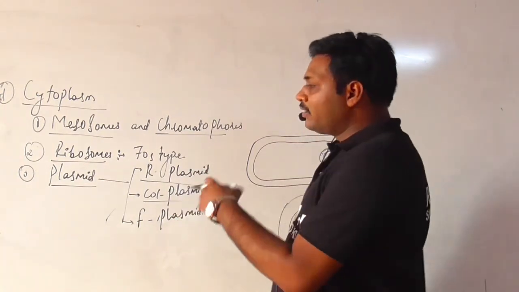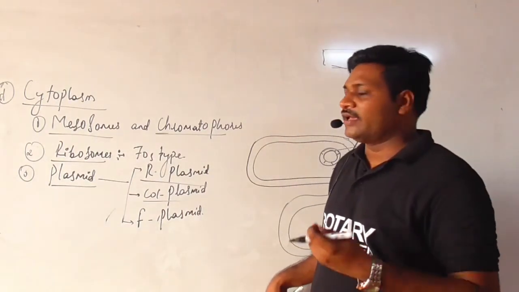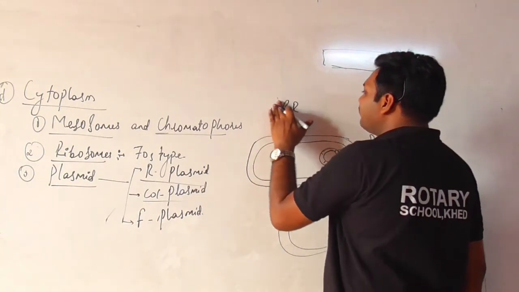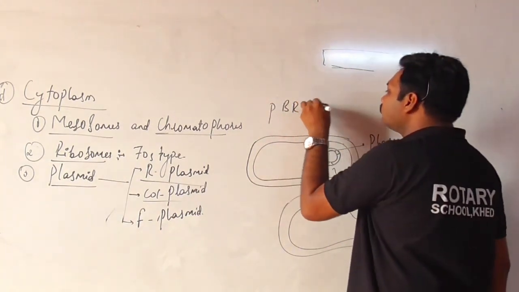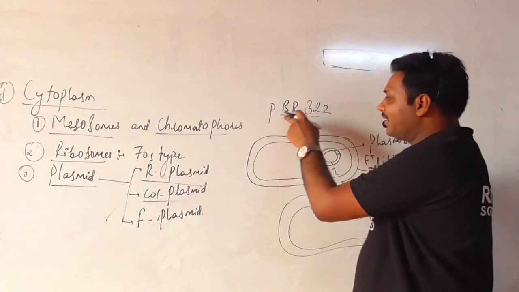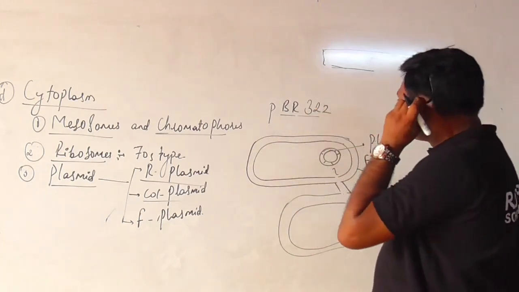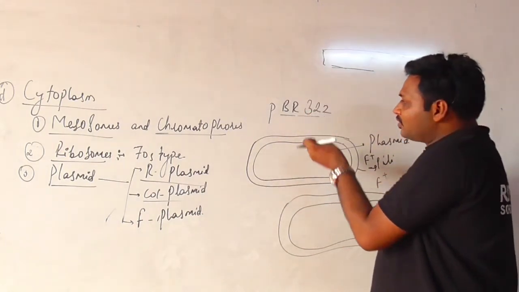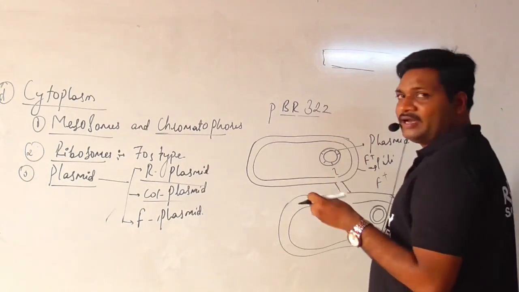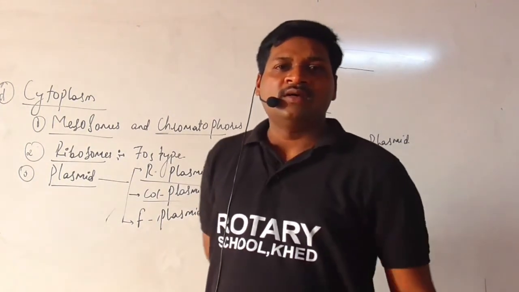Now here, the plasmids are of different types as far as discovery is concerned, named by different scientists. If we take an example, it is pBR 322, that is plasmid Bolivar Rodriguez. These are the names of scientists and plasmid. Now 322 is the order of discovery, that means the plasmid vector was finally discovered at the 322nd attempt. It failed 321 times, so the name was given pBR 322. And the scientists who discovered it were Bolivar and Rodriguez.